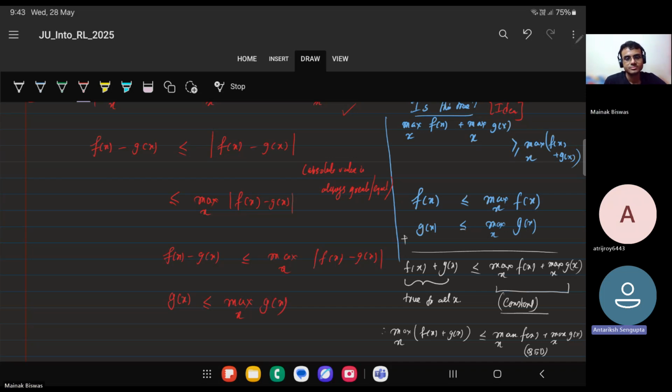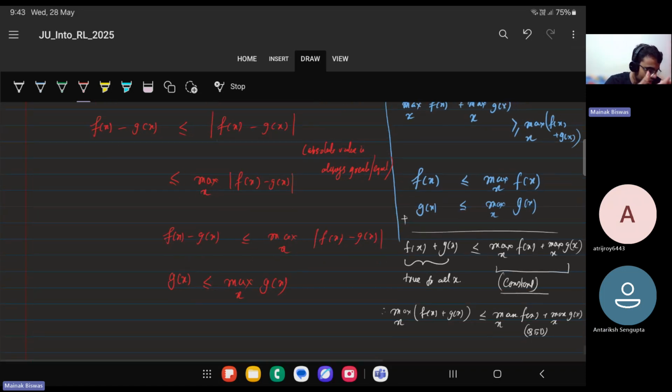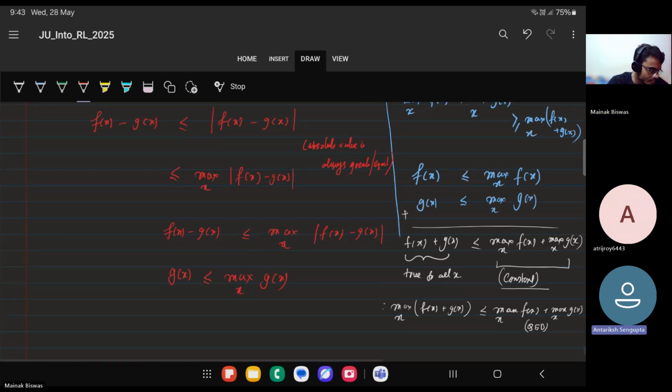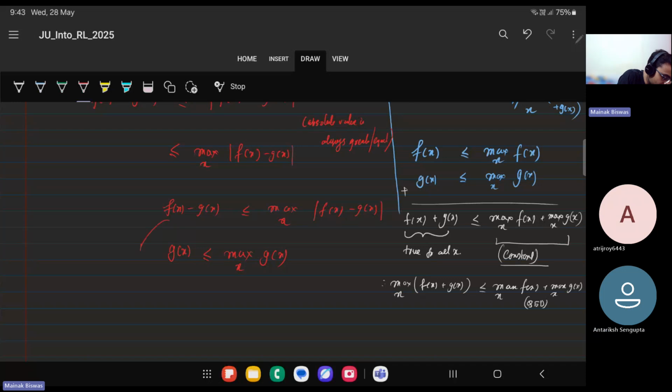I can't directly write max of f. Correct. So max of g of x is greater, right? Do you agree? Yes. So on the left hand side, I can write f of x minus max of g of x. So if this is greater, I can even make a smaller term, f of x minus max of g of x. This is correct. See, this is a larger term and I'm subtracting a larger term so that it becomes even smaller, right?